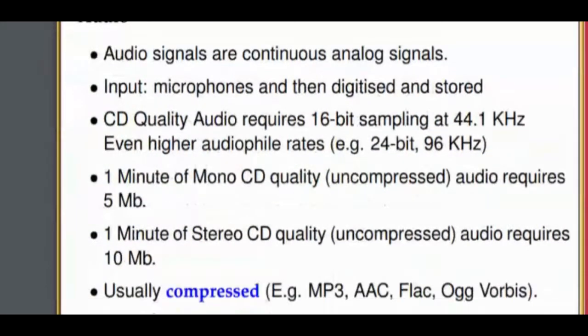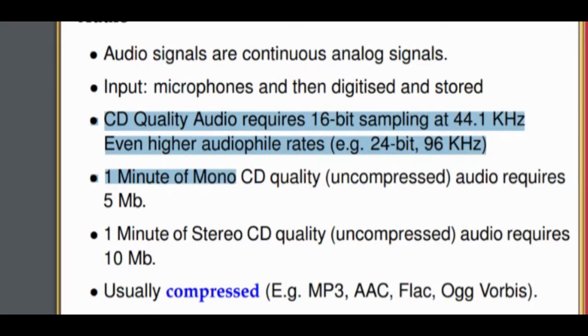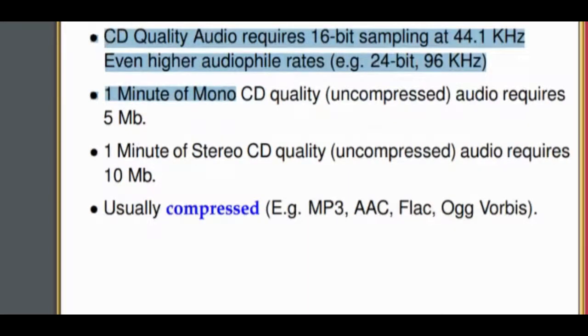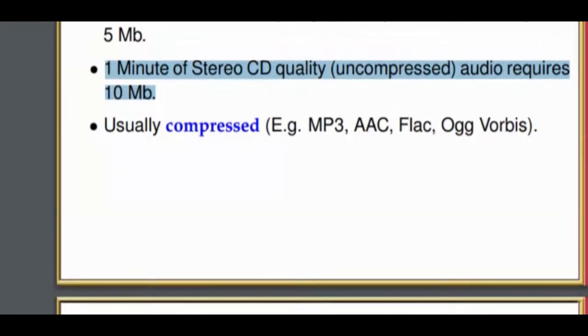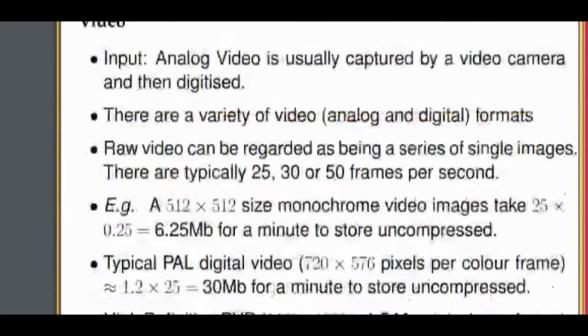Now come to audio. Audio signals are continuous analog signals, input through microphones, and then digitized and stored. Now, CD quality audio requires 16-bit sampling at 44 kHz. The size requirement is usually higher. 1 minute of mono CD quality audio requires 5 megabytes. 1 minute of stereo CD quality audio requires 10 megabytes. Now, audio can be compressed such as in MP3 or FLAC formats.